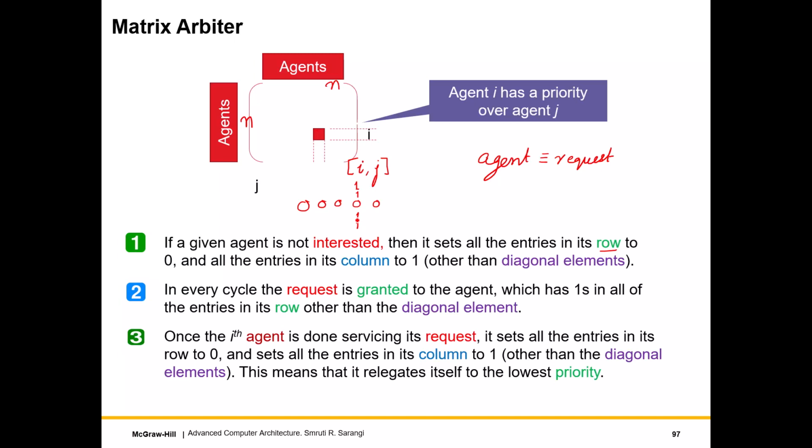because the idea basically is that you want to look at kind of a row and its transpose. So basically what you do is you say that, look, if I am the ith agent and basically all the entries in my row are 0, I don't have higher priority than anybody else.